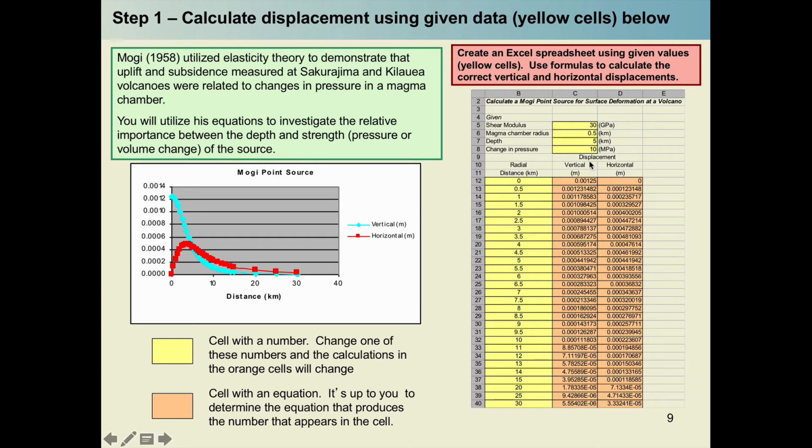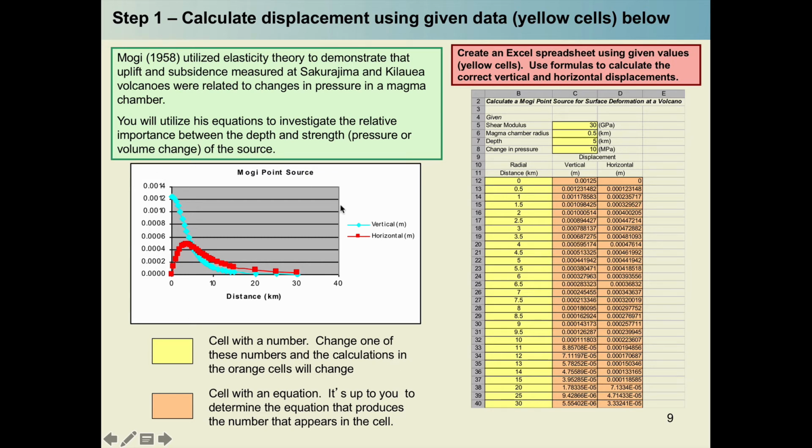Secondly, you're going to make your calculations. You're actually going to retrieve your vertical and horizontal displacements in meters. So shown here, these orange cells, these are where you're going to do your calculations based on the Mogi model equations that are given to you. And you're going to return your answers in meters. So vertical displacement in meters in orange here is one thing you'll calculate. Horizontal displacement in meters here is another thing you're going to calculate.